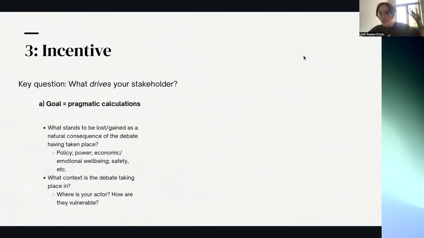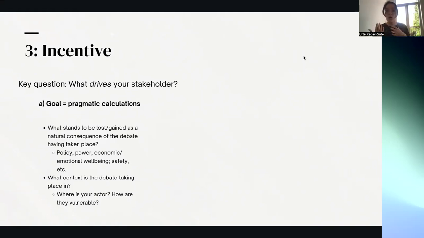So sure, it's the impact analysis that we talked about a little bit before, but more specifically in the context of a more narrow argument that helps us attain a broader goal, we have to think about what stands to be lost or gained as a natural consequence of the debate having taken place. So this is very easy if we're talking about policy changes. You either have a certain policy passed or it doesn't. And how does that alter the reality of the stakeholder?